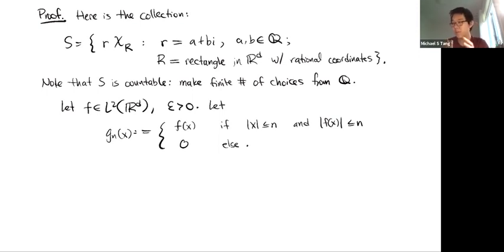So we're just putting f at a ball centered at the origin and also keeping it small in magnitude. So what do we know? Gn should converge to f exactly at the points where f is finite. And because f is in L2, that means f should be finite almost everywhere. So that means that Gn converges to f almost everywhere.